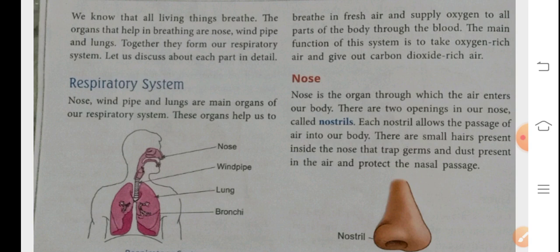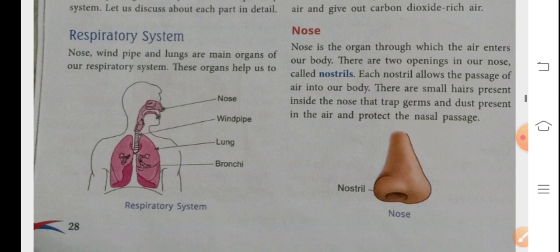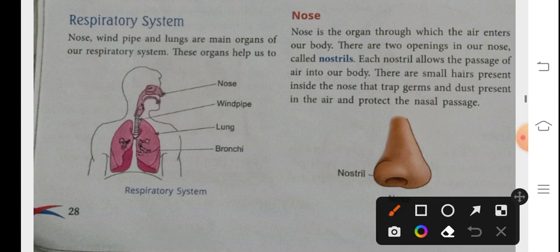The first organ of the respiratory system is the nose. The nose is the organ through which air enters the body. There are two openings in the nose, which we call nostrils, and each nostril allows a passage. Through this passage air enters the windpipe, and then it reaches the lungs.